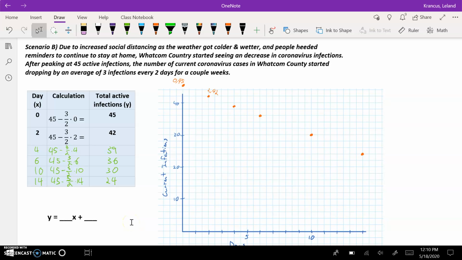Scenario B has a couple differences compared to scenario A. So first of all, now we have a decrease in infections. As days go by, there are fewer active infections as more people get better than contract the coronavirus infection. These are, again, hypothetical numbers to keep things simple for the sake of our math problem. So it's a nice constant rate linear pattern.